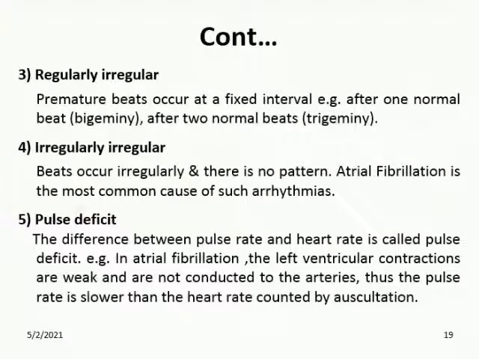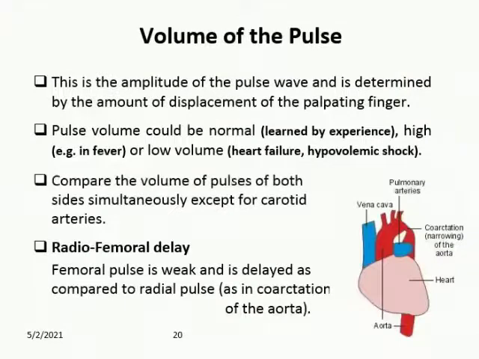Pulse deficit. The difference between the pulse rate and the heart rate is called pulse deficit. For example, in atrial fibrillation, the left ventricular contractions are weak and are not conducted to the arteries. Thus, the pulse rate is slower than the heart rate counted by auscultation.